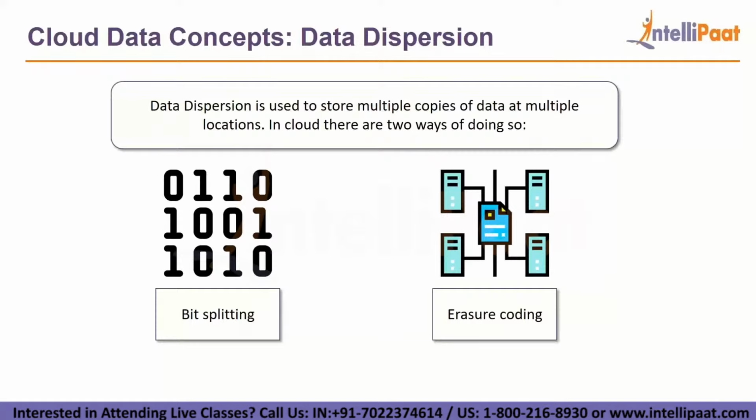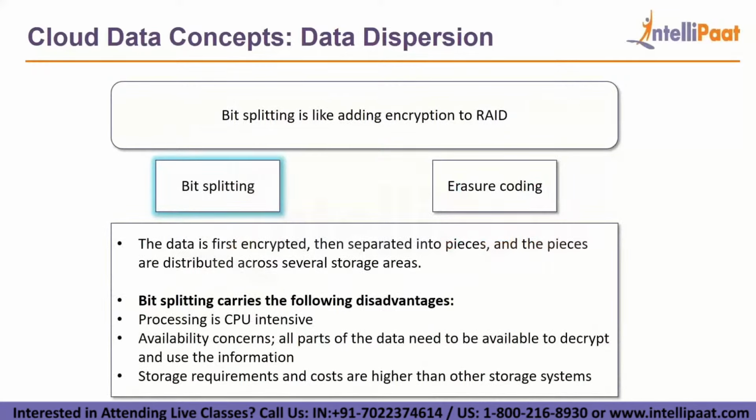Essentially, what we try to do with these is that we create some sort of redundancy. So once the data is stored in multiple locations, if one location goes down, other locations can be used to rebuild the data, or other locations can be used to provide some backup. In any case, let's take a look at them one by one. So first comes bit splitting.